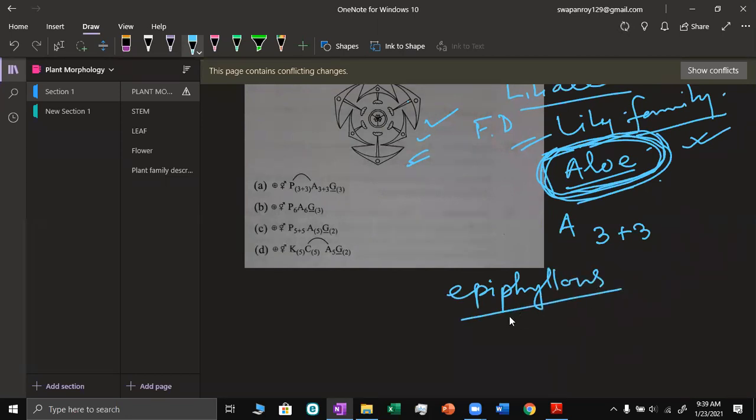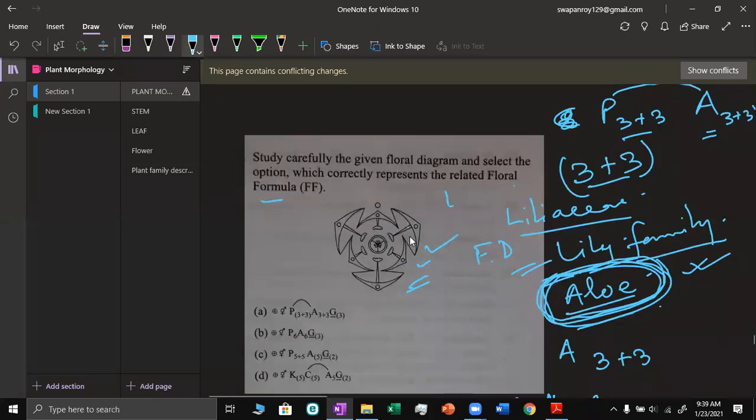In Solanaceae, it is epipetalous because the petals and sepals are distinct. But here, petals and sepals are not distinct, so we call it epiphylous, perianth and stamens joined. Here the gynoecium at the center, you can see there are 3 chambers, which means this is also 3. So perianth 3 plus 3, stamen 3 plus 3 and gynoecium 3 carpels, and they are united together, so syncarpous.